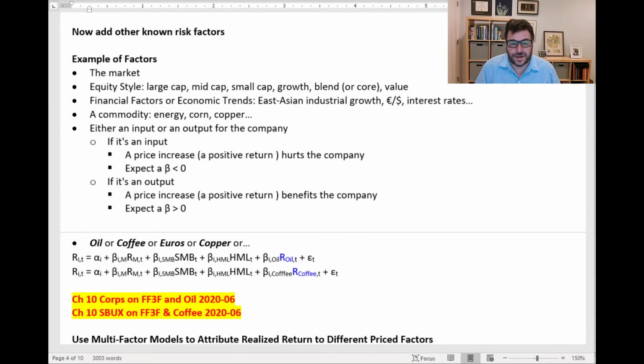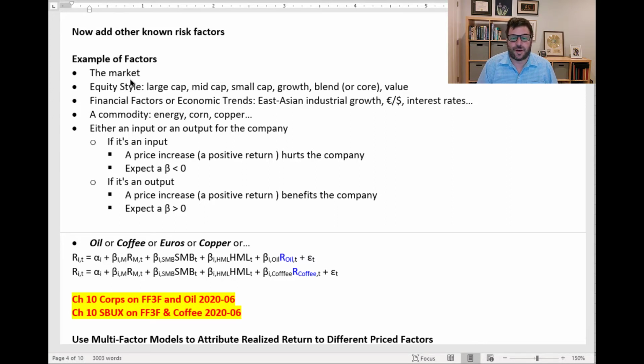Now that we know the mechanics of multivariate regressions, we can add other known risk factors to our model to help describe returns and calculate expected returns, and to what we can attribute variations in return, risk, and other factors. So here's the idea. We have a set of factors that we might be able to use. We know the market is a priced factor.